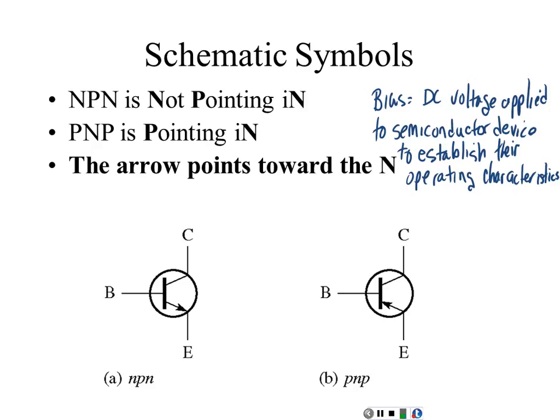To cause an NPN transistor to work, we have to make the base positive with respect to the emitter, and then make the collector more positive with respect to the base. To make a PNP work, we have to make the base negative with respect to the emitter, and make the collector more negative than the base.